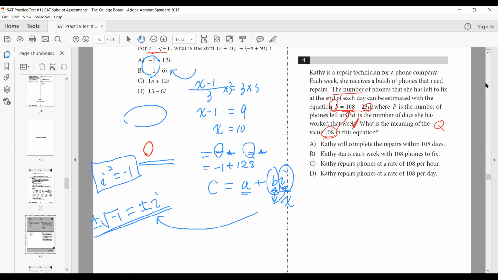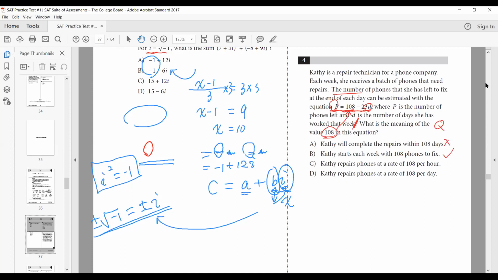Okay, so let's see here. A, Kathy will complete the repair within 108 days. That's obviously not, right? Because 108 looks like it talks about phones. It's not talking about days. B, Kathy started each week with 108 phones to fix. That's what we talked about right now.